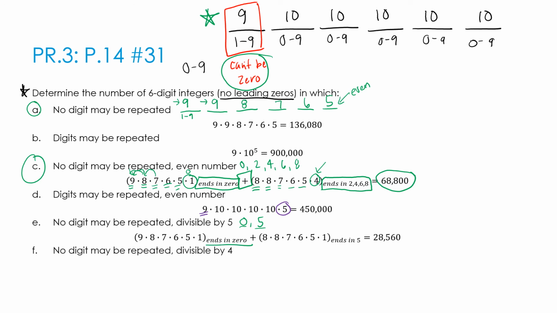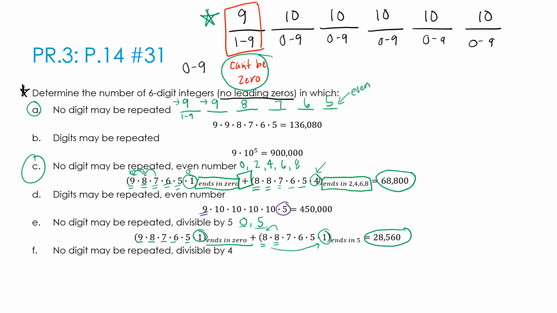If it ends in a 0, I have one option for the end. I have 9 options here, everything except 0, then 8, 7, 6, 5. So basically the same pattern we used before. If it ends in a 5, again, one option here. Here I have 8 options. Why? Because it can't be 5 and it also can't be 0. So that's why there's only 8 instead of 9 options. And then 8 here because it can't be a 5 and it can't be whatever I used here. And then it continues to decrease from there. So that total sum, 28,560.